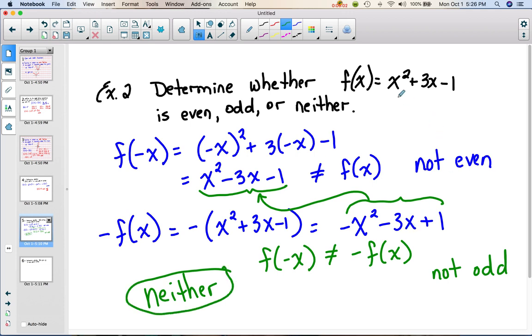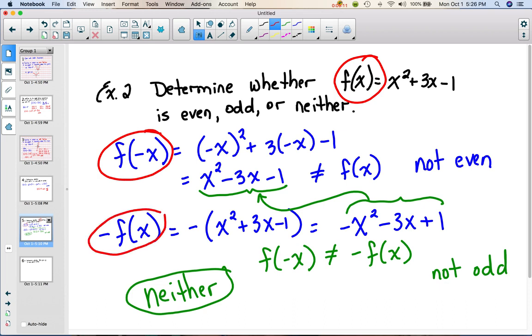So there's three things you're looking at. You're looking at f of x, f of minus x, or the opposite of x, and the opposite of f of x. You're looking at those three things, and then you're making some comparisons between them to see where the equalities are.